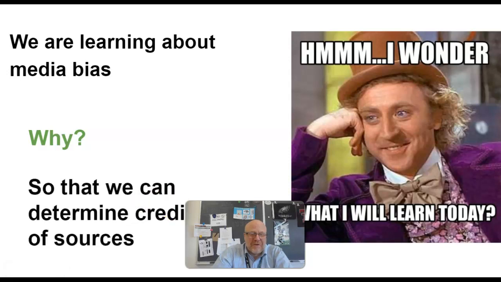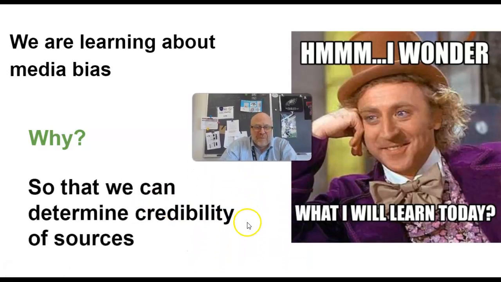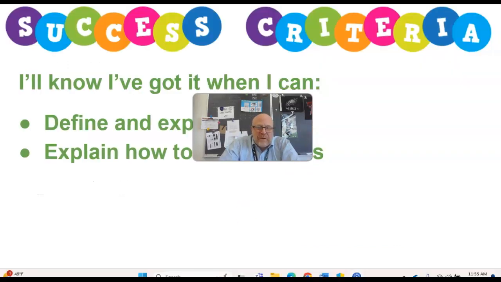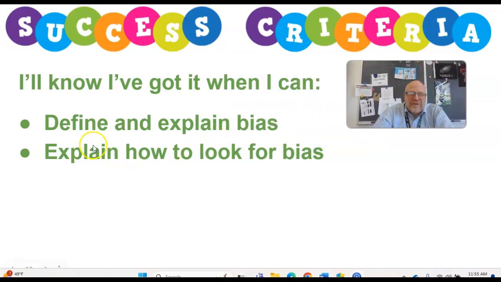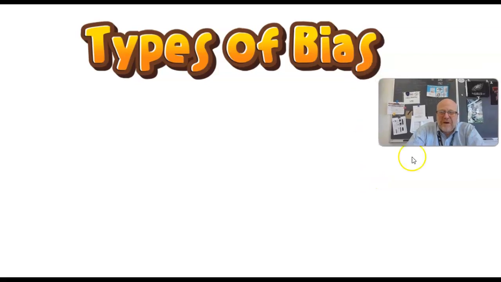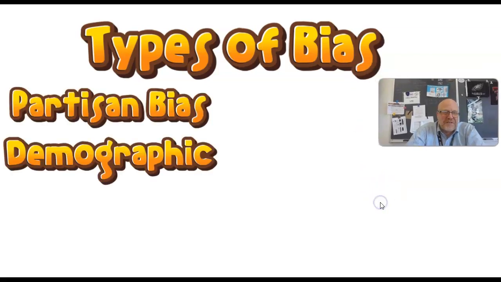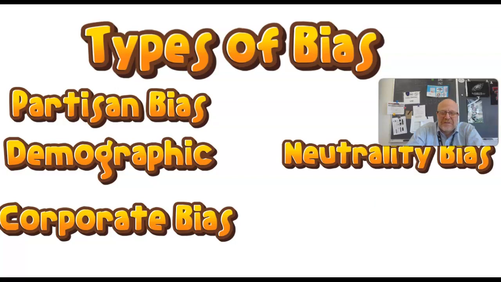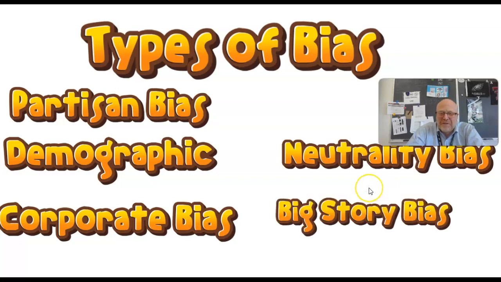Why? So we can determine the credibility of sources. We are going to put all this together in the next couple of days. You'll know you've got it when you can... At this point, you should be able to define and explain bias, but now we're going to look at how to look for bias, different types of media bias. So we will have 5 different types. They are partisan bias, demographic bias, corporate bias, neutrality bias, and big story bias.